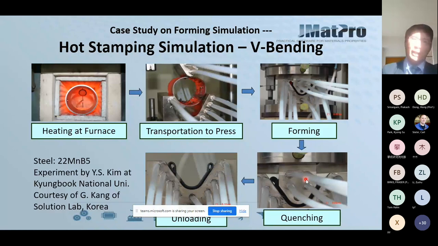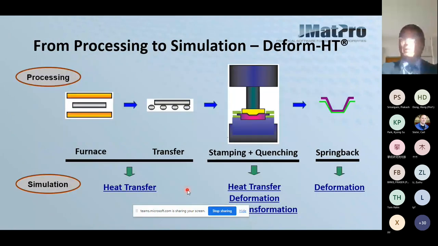I'd also like to present a case study on forming simulation. This is a hot stamping simulation, and we are using a V-bending test as an experimental technique. And the steel of interest is 22MnB5, an advanced high-strength steel used in the car industry a lot. And it contains a few critical steps. That is, you heat in the furnace, transport to the press, and you do the forming stage, and then quenching, and then unloading. That is essentially how this process is modeled.